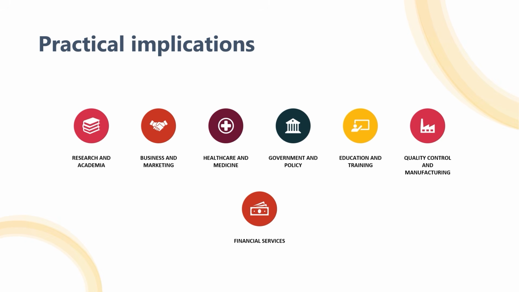SPSS is used in government and policy research to analyze data related to public policy, social programs, and demographic trends. Policy analysts use SPSS to evaluate policy outcomes, forecast future trends, and it helps them to make further decisions regarding those policies.